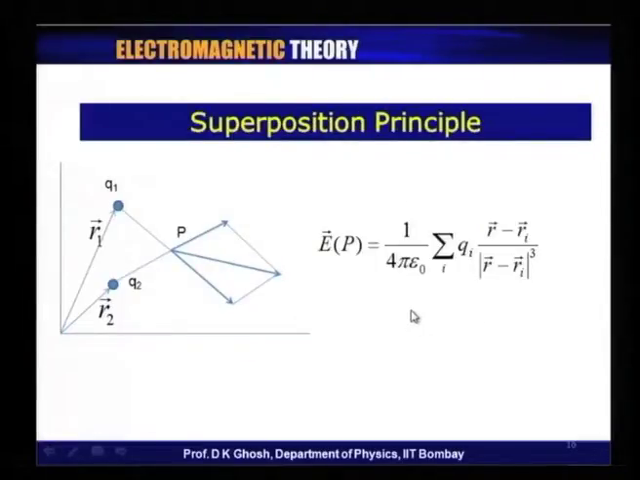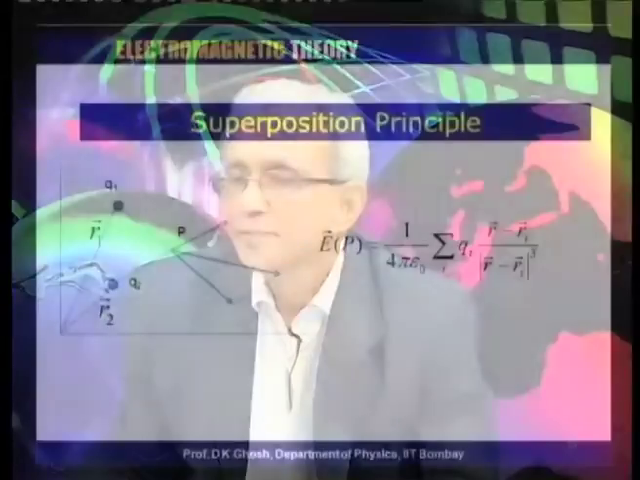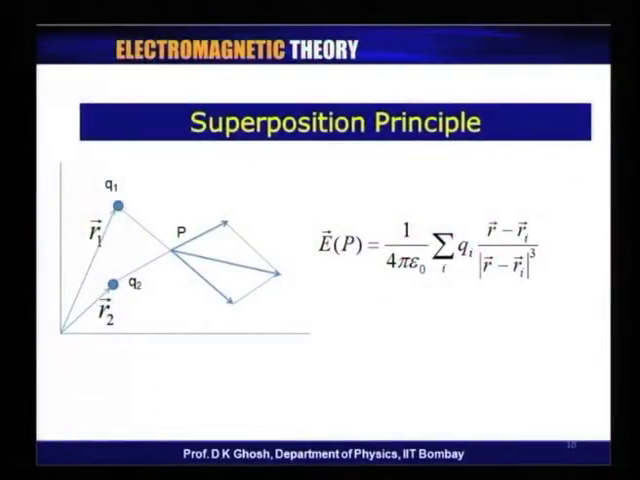Now, I come to what is known as the superposition principle. The superposition principle is that if the source of the electric field is due to multiple charges, many charges. Suppose I have a charge q1 at r1, q2 at r2, and so on. This picture talks about only 2 charges, but I can generalize it to any number of charges. I have a charge q1 at the position r1, q2 at the position r2, and I am still looking at what is the field at the point P.